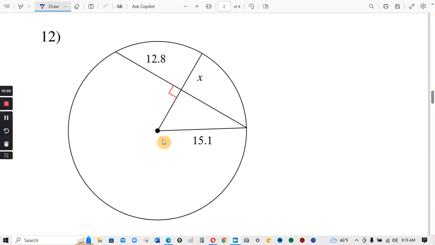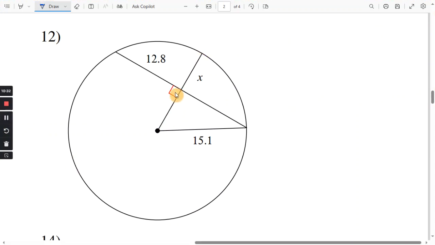Number 12, here is a radius. It makes a right angle with this chord right here. So if this piece is 12.8, this one right here is also going to be 12.8. Okay, if there's a right angle here, there's going to be a right angle here as well.